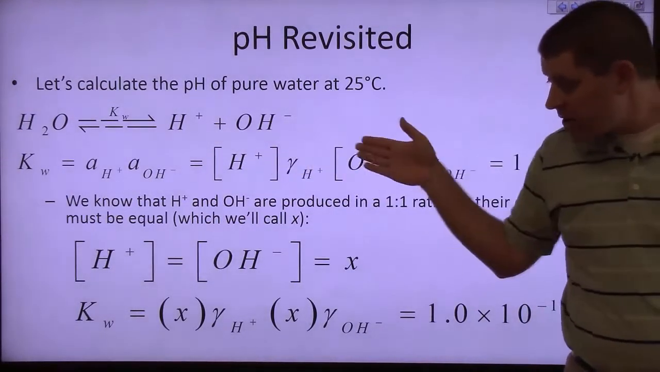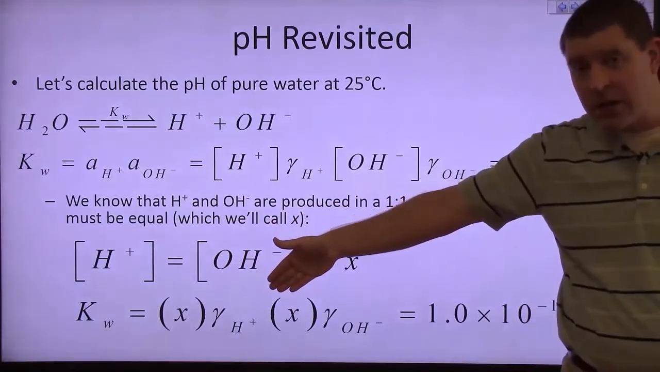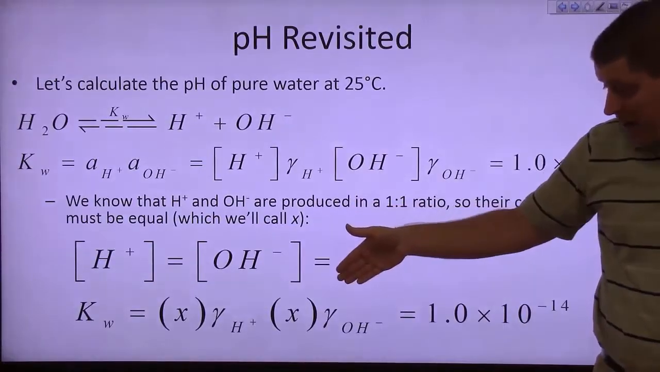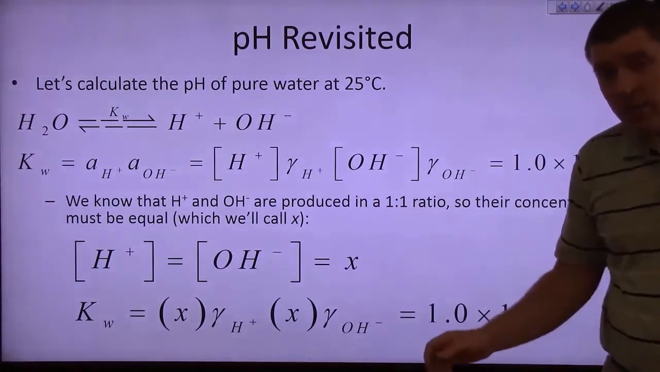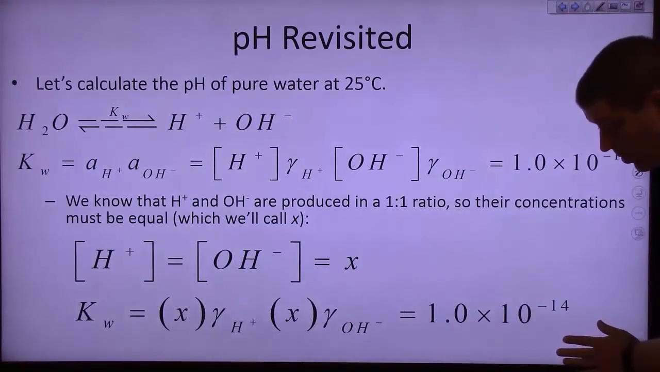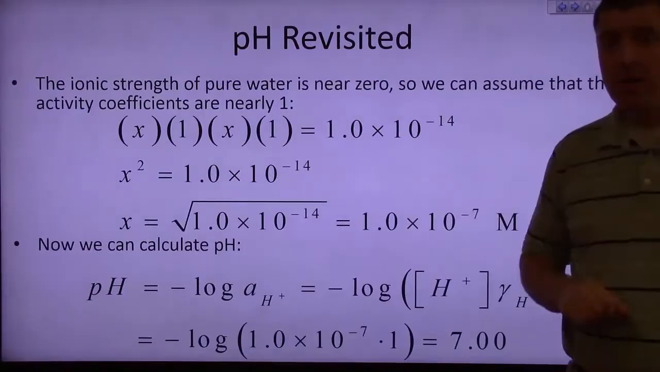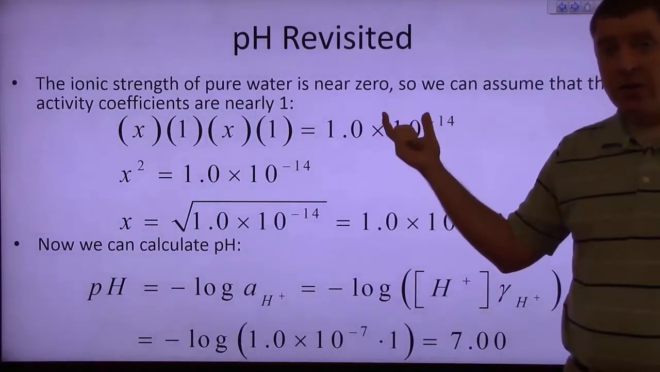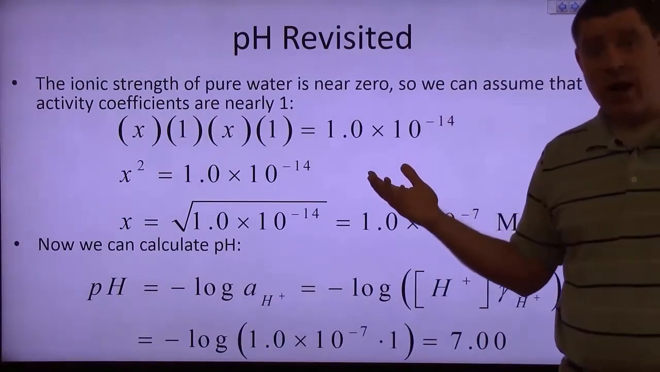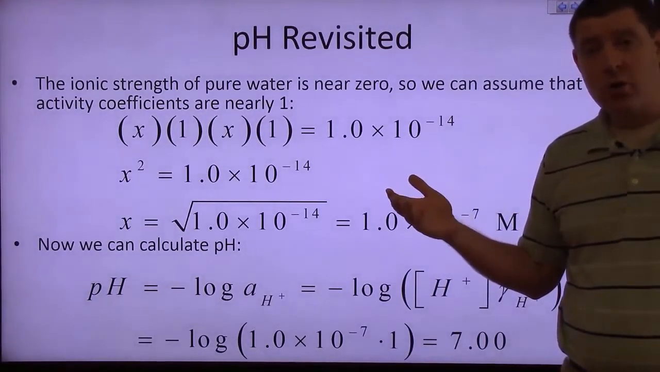So now, up in this equation, we can then say Kw is equal to X times the activity coefficient of hydrogen ion times X times the activity coefficient of the hydroxide ion. And again, we still know that value is equal to 1.0 times 10 to the minus 14, assuming we're working at 25 degrees C. Now, the ionic strength of pure water is pretty near to zero, because the only ions we have in solution are hydroxide ion and hydrogen ion, and those concentrations are going to be fairly low, around 10 to the minus 7 molar.